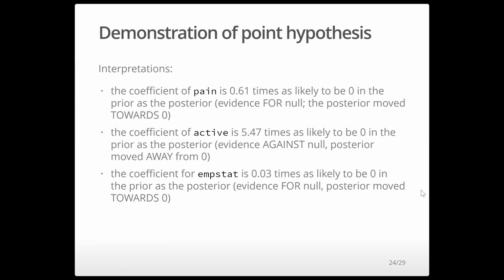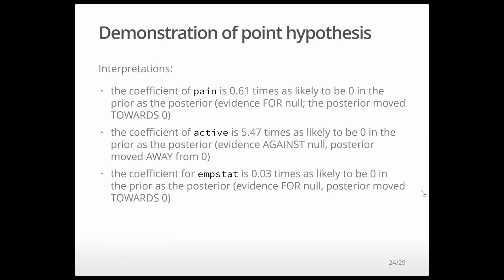I believe the most precise interpretation here is that the coefficient of pain is 0.61 times as likely to be 0 in the prior as the posterior. And this is evidence for the null. This is not something we can do in frequentist analysis. We can't provide evidence for the null. The reason is the posterior moved towards 0. There was more mass at 0 in the posterior distribution than there was in the prior distribution.